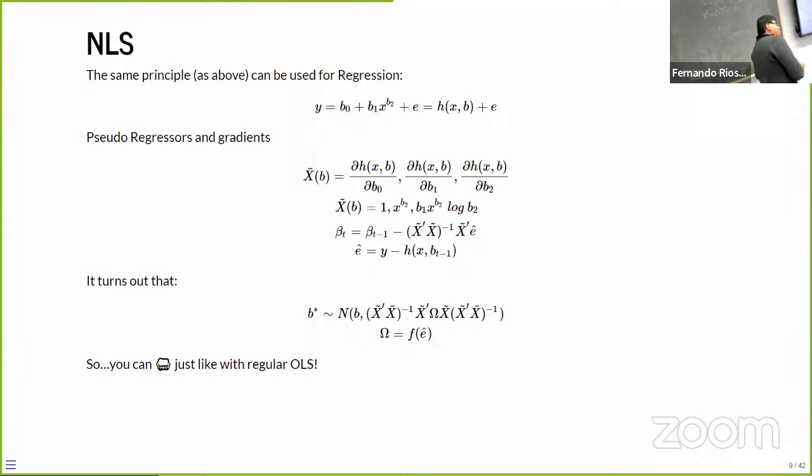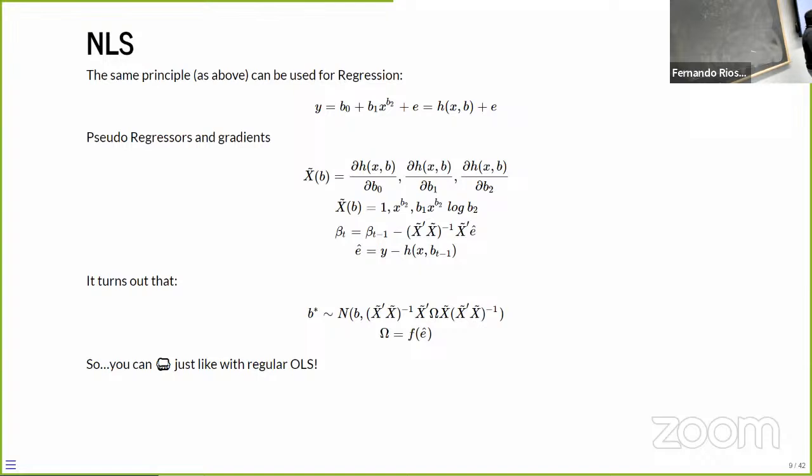Now, we can use the same principles and solve for a nonlinear least squares. So I'm going to include a very specific and relatively easy one. That is beta 0 plus beta 1 times x2 to the power of beta 2 plus an error, because all of this is my nonlinear function.